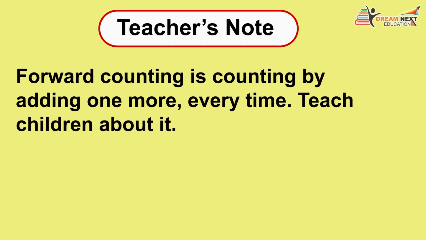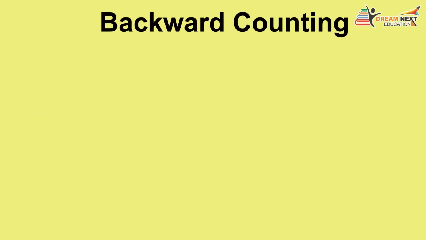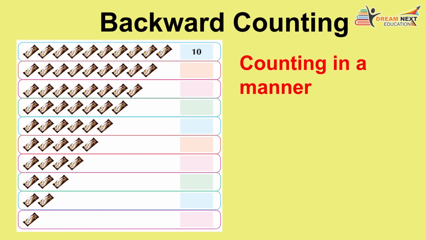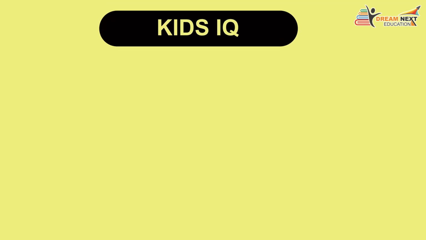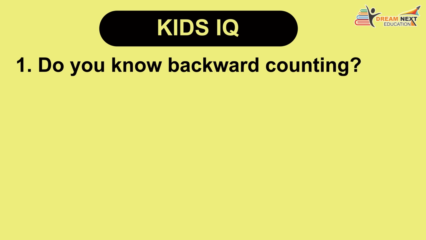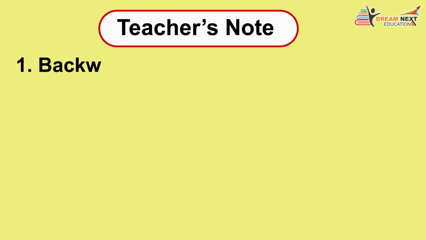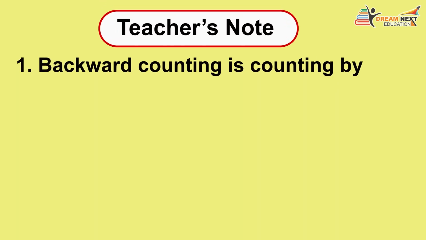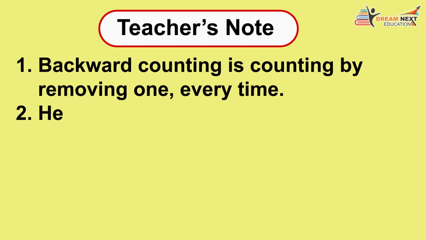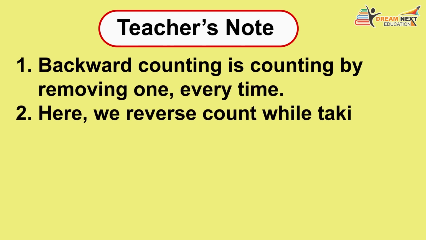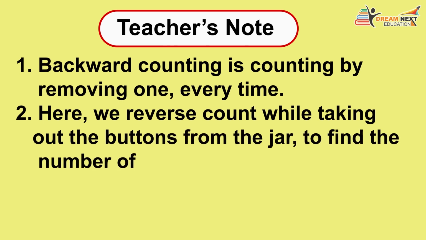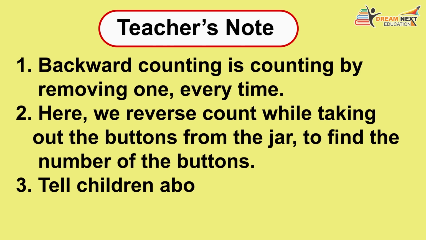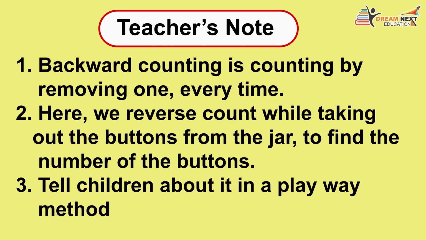Teach children about it. Backward counting. Counting in a manner like 9, 8, 7 is called backward counting. Kids IQ. 1. Do you know backward counting? Teachers note. Backward counting is counting by removing one every time. 2. Here we reverse count while taking out the buttons from the jar to find the number of the buttons. 3. Tell children about it in a playway method.